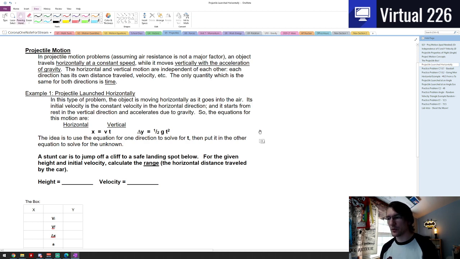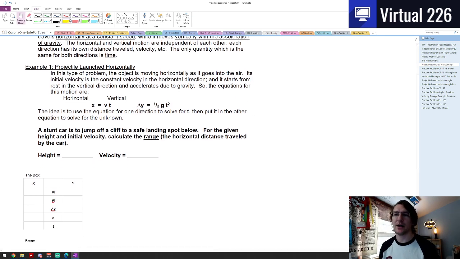Okay? So because of this, if we take our equations from our best friend, they'll boil down to this for the horizontal. That's just equation 1 right there. And in the vertical direction, we're just going to get this. And that's because VI in the y direction is going to be 0. We're going to see that momentarily.